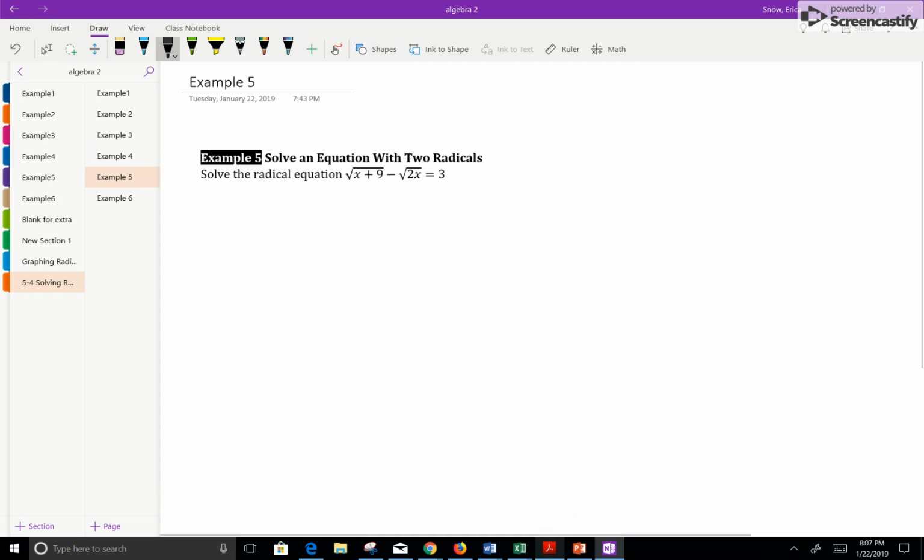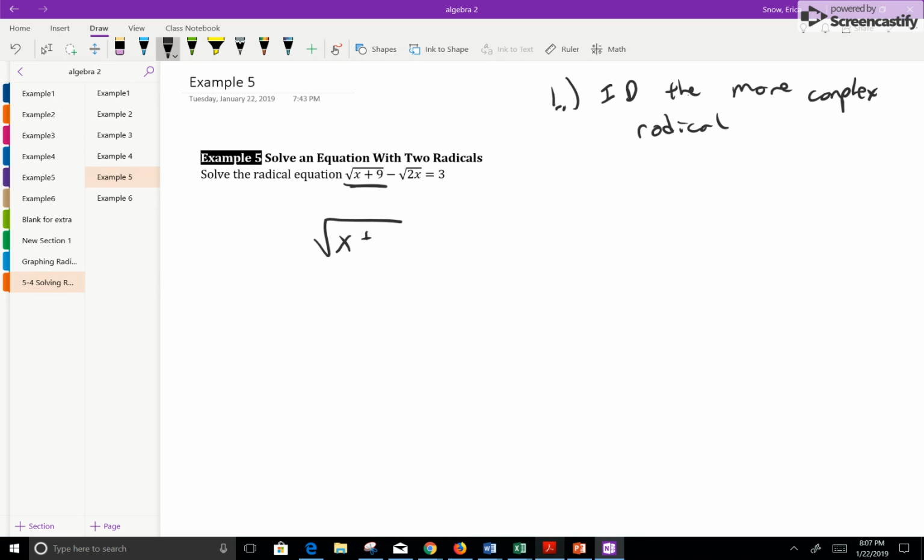Okay, let's go on to example 5. Example 5 also takes a lot of work because we now have 2 radicals. So when you have 2 radicals, you want to first identify which one is the more complex radical. In this case, it's that square root of x plus 9. So that's the one that we want to get by itself. So we're going to go square root of (x plus 9) minus square root of 2x equals 3. So this one is more complex because it has addition inside the radical. This one just has simple multiplication.